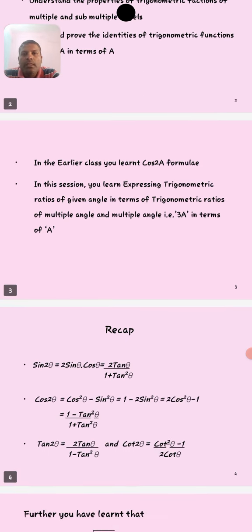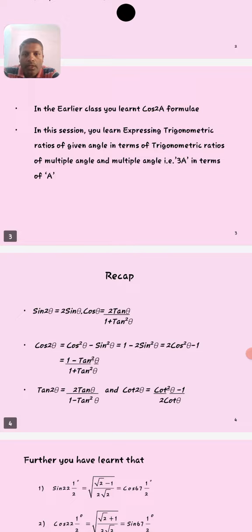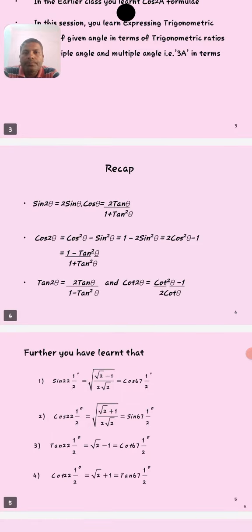In the earlier class, you learned the cos 2A formula, sin 2A formula, and also the tan 2A formula. But in this session, you learn expressing trigonometric ratios of a given angle in terms of trigonometric ratios of multiple angle and submultiple angle, that is 3A in terms of A. Now we see the recap.